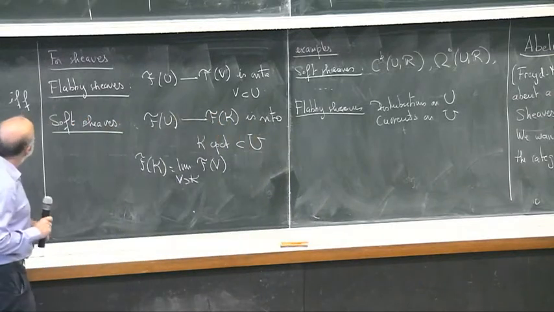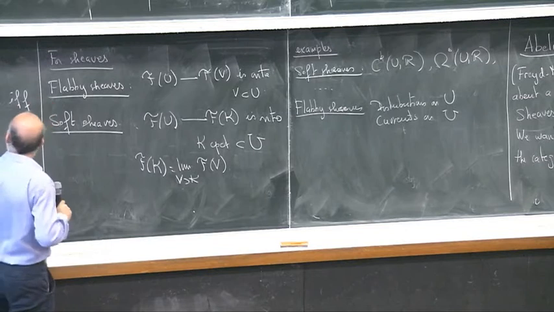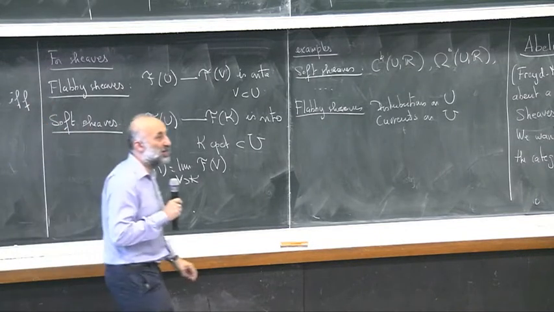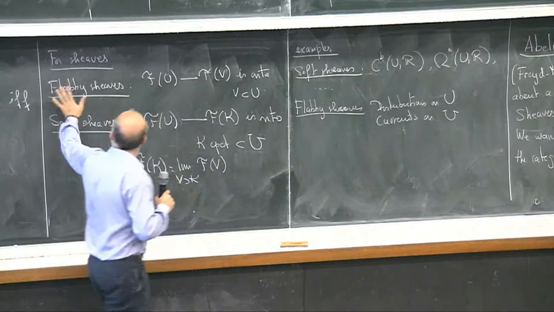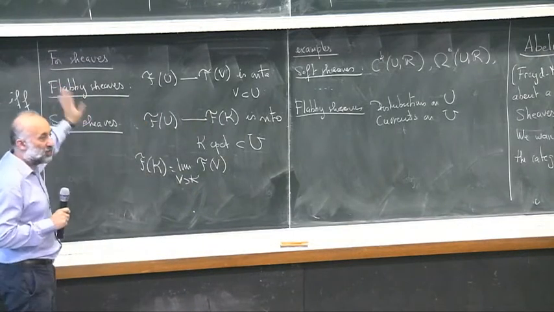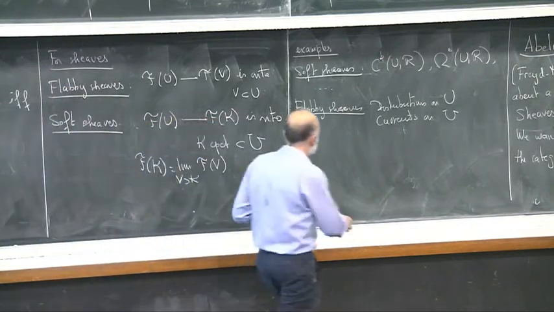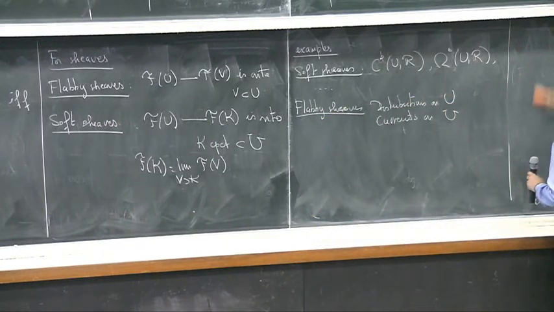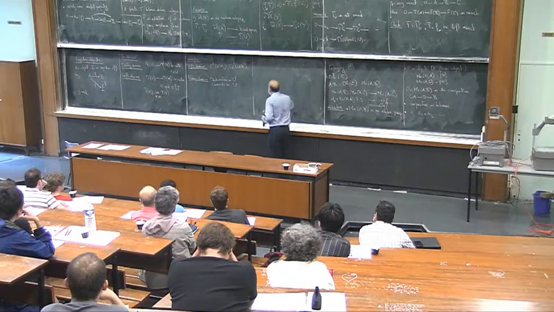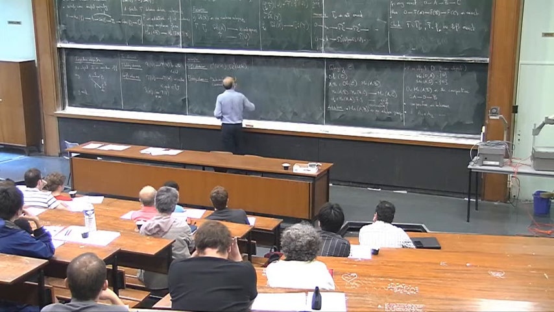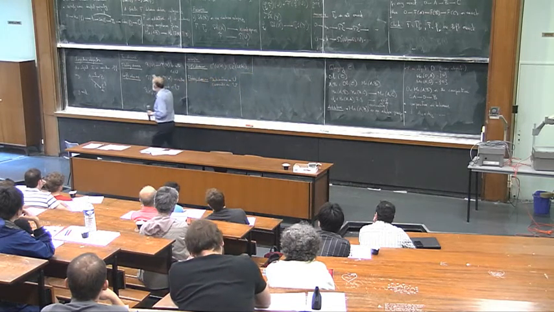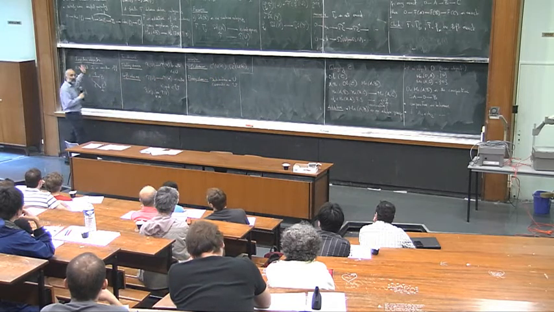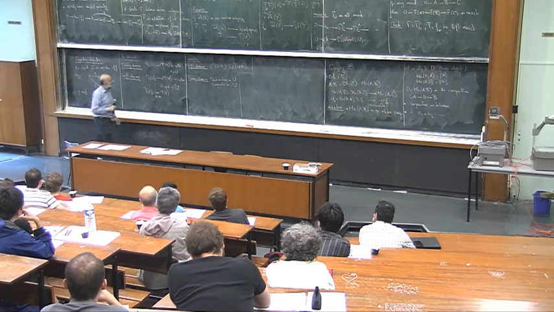And in our situation, even though flabby or soft sheaves are not injective, it's injective sheaves which are flabby, it will be good enough to do everything with flabby or soft sheaves. You don't really need the injective sheaves. On the other hand, if you look in any book, you will see that everything is done in terms of injective sheaves, which are injective objects, because these are the objects which are defined in any category.